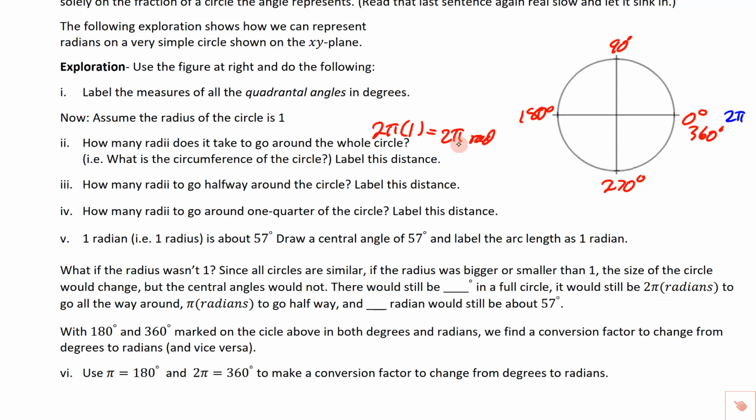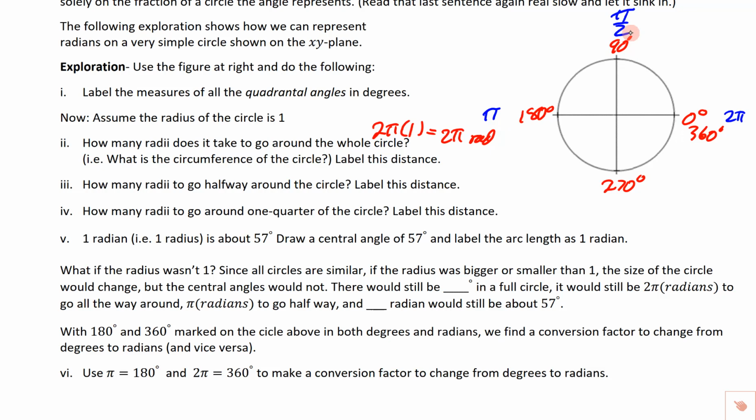If it's 2 pi radiuses to go all the way around, how many radiuses to go halfway around the circle? No, not 1 radius. You're close. Pi, very good. If it's 2 pi to go all the way around, doesn't it make sense that this would be pi to go halfway around? What about a quarter of the way around the circle? Half of a half, right? So half of pi is pi halves. Does everybody agree with that?